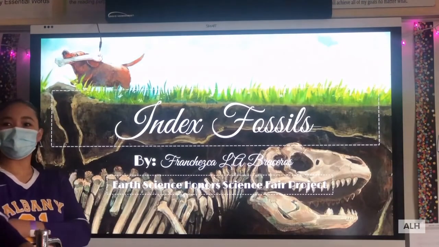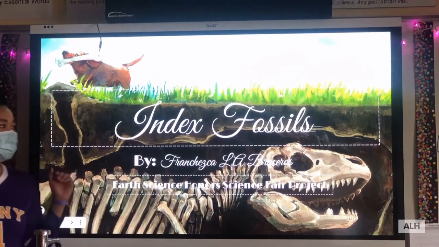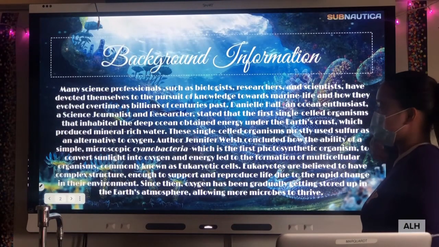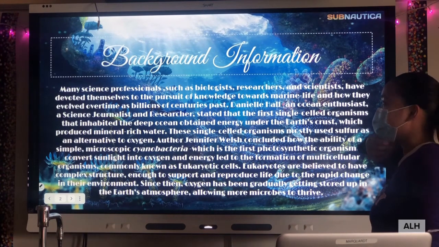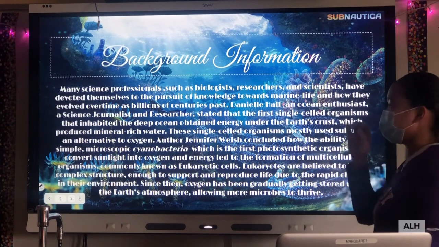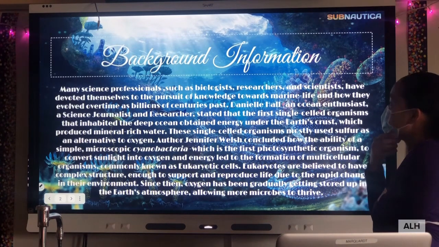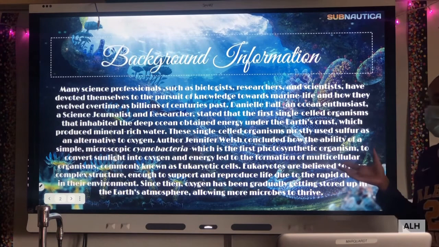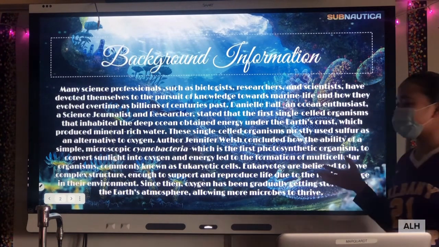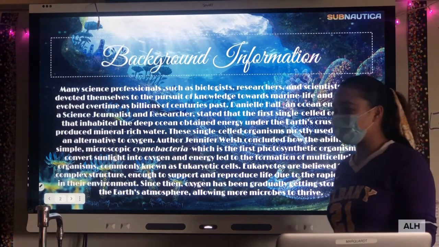So for my science fair project, I'm doing the index fossils. This background information basically tells you the causes of the cyanobacteria's evolution. There are many factors that affect their life, like the earliest life. It was basically like they lived through the process of photosynthesis.